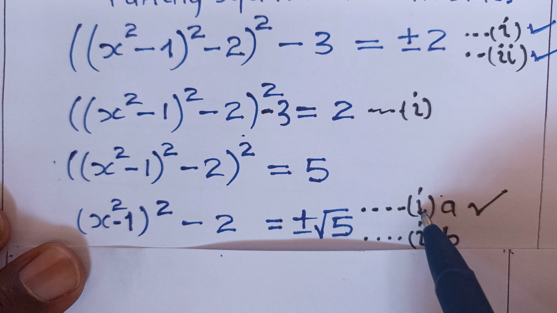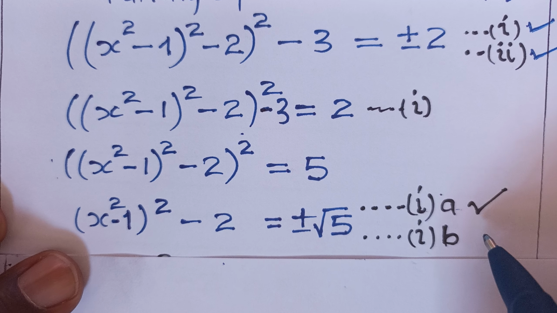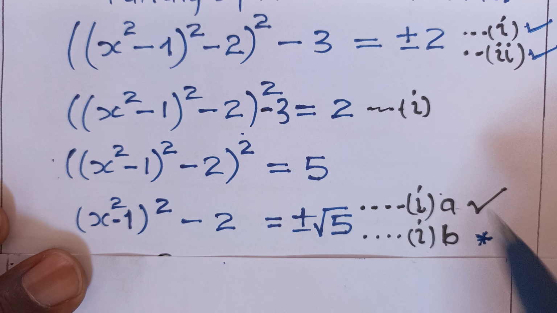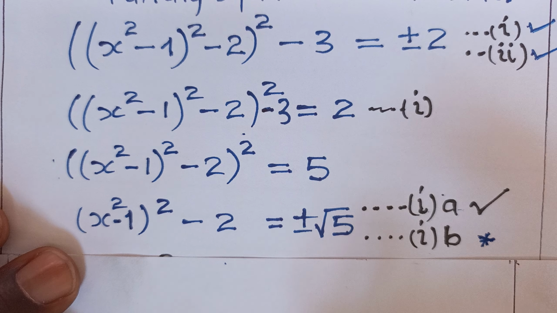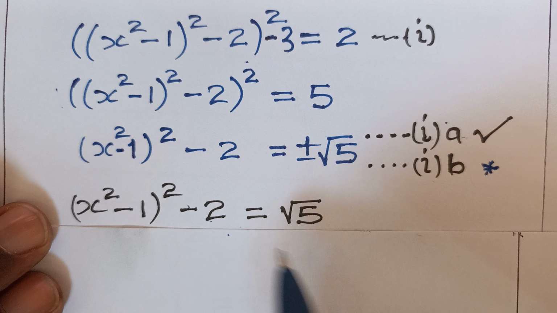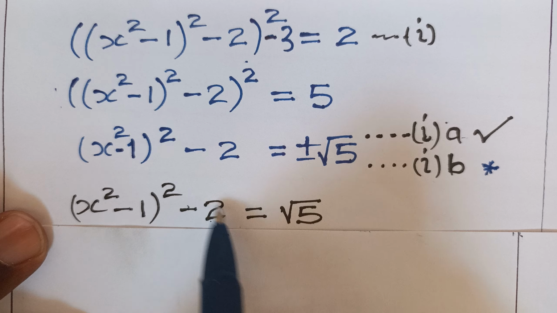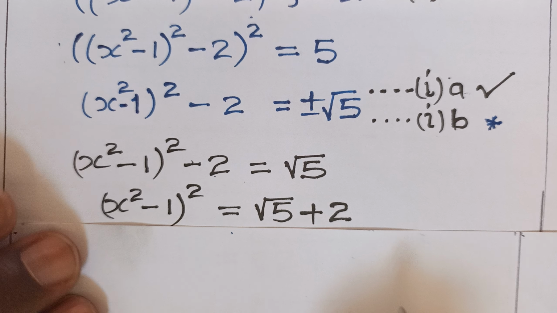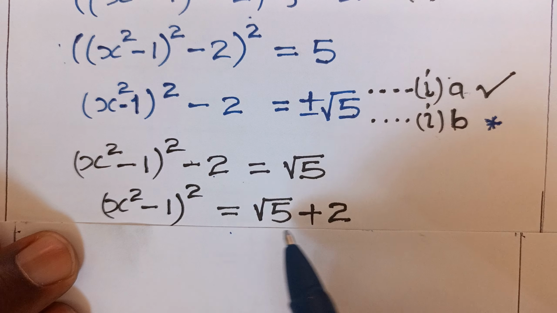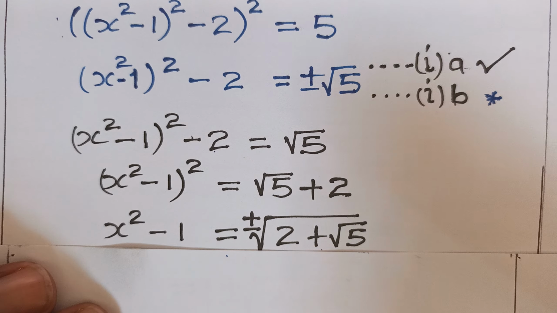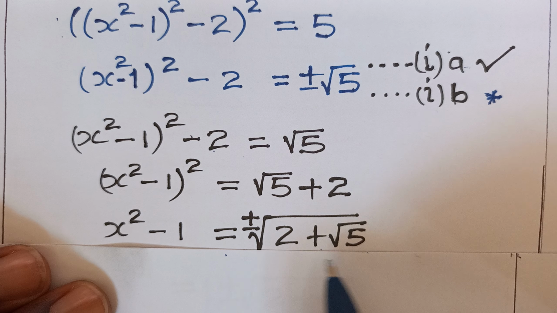I'll do the first one. I can leave you now, you do this. Do this and see what you will get, because I want to do the one with the positive square root of 5. With the positive square root of 5, I now bring this negative 2 on this side. Bringing negative 2 on that side, this is what we have, and now find the square root on both sides. This comes now to plus or negative square root of 2 plus square root of 5.